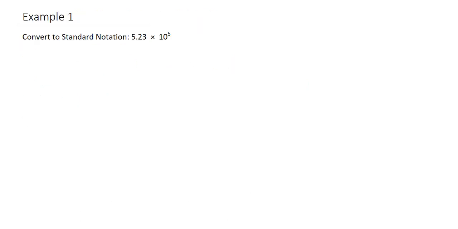So now let's look at some examples. Example 1, convert to standard notation. We notice we have 5.23 times 10 to the 5th. So we have a positive B, right? This exponent is positive, so that means we're going to move the decimal over to the right in order to get a bigger number. What I like to do is add a couple zeros to this number, and then I'm going to move the decimal over 1, 2, 3, 4, 5. So we get this very large number.